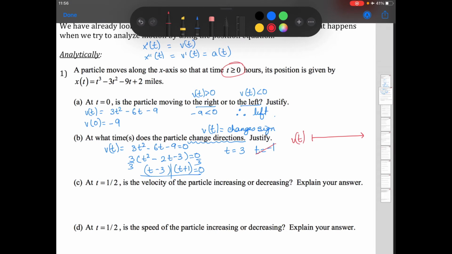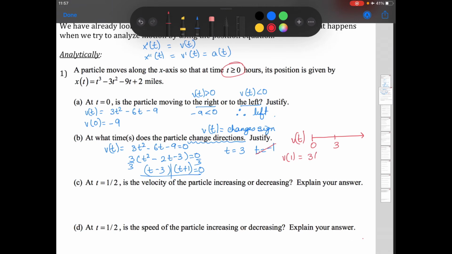So I'm going to start at 0 because t is greater than or equal to 0, and I'm going to place 3 right here. I would pick a number from each interval to determine what is happening during that interval. So let's do v of 1. Between 0 and 3, I am going to pick 1. You could have picked 2 also, any other number. 1 is easier to calculate.